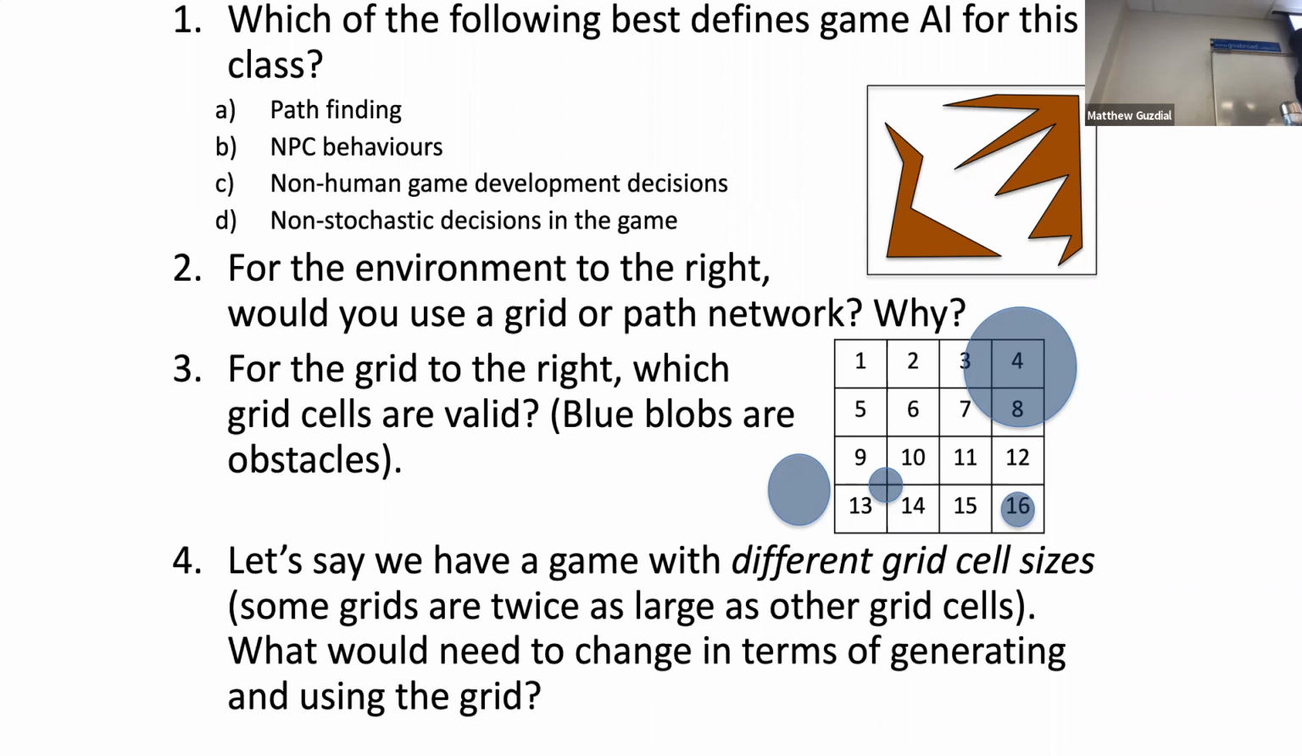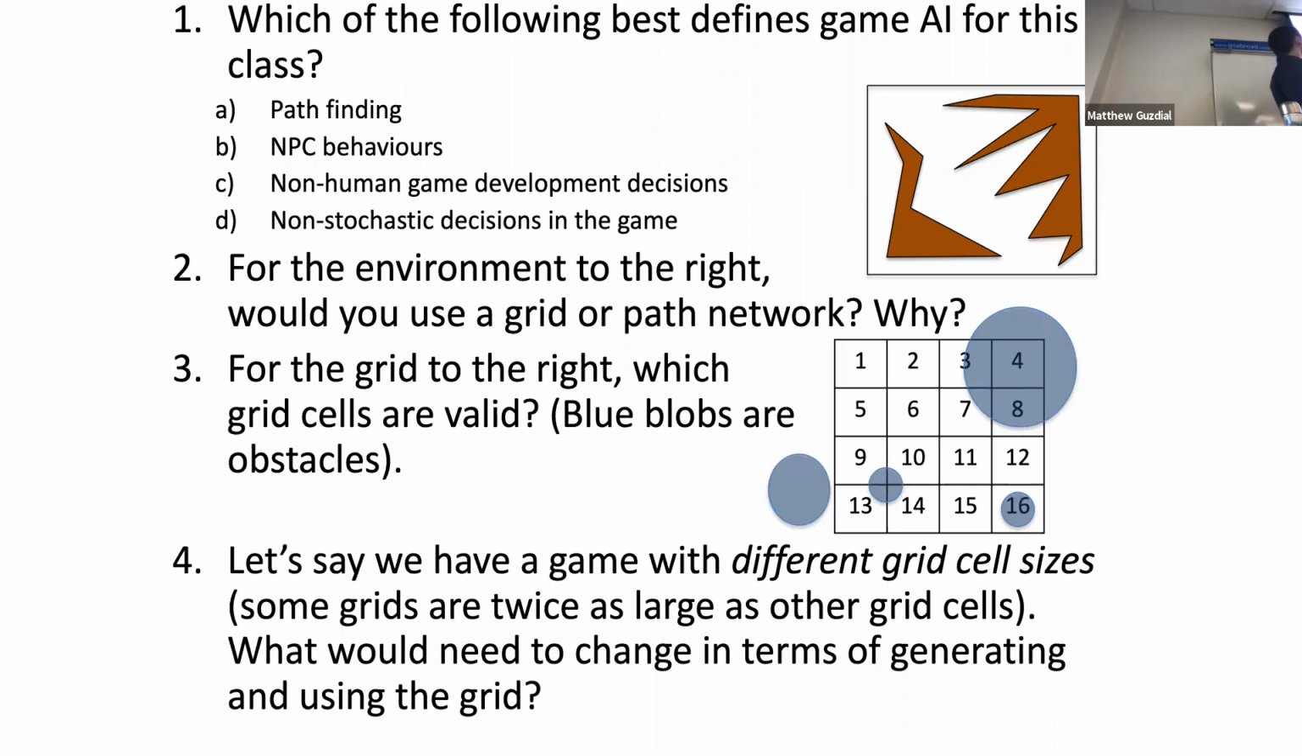C, non-human game development decisions. Interesting, let's get back to it. D, non-stochastic decisions in the game. Now there's going to be randomness. We already talked about it. In fact, today I talked about it. If we are deciding between 2 possible options, there's generally randomness, so it can't be non-stochastic. And then decisions in the game, that's not sufficient because we also talked about data science, which is outside of the game.